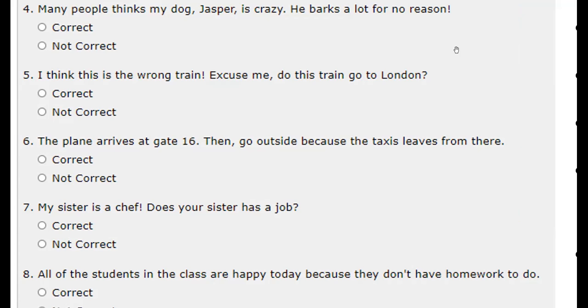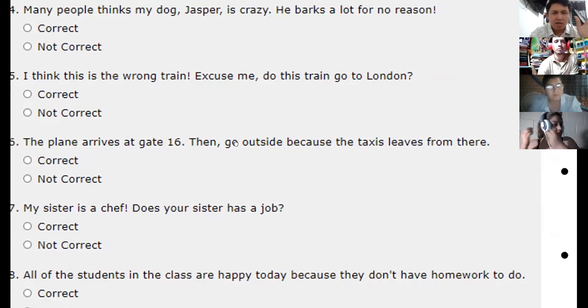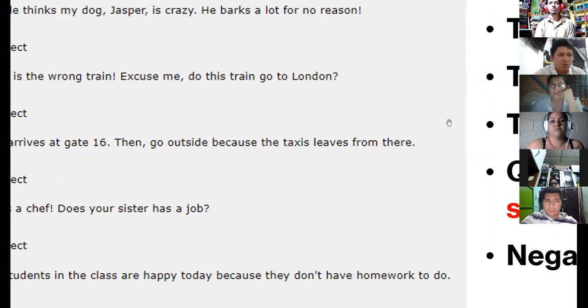All right. Yes, remember that we have two parts, ¿verdad? Y esta es una pregunta tricky, o capciosa. Tenemos dos oraciones. Tenemos the plane arrives at gate 16. And yes, Mr. Cesar, you are right. Está en lo correcto. Hasta aquí, until the period, this is correct. But then we say, then go outside because, and let's pay attention to this part, the taxis leaves from there. Just this part, Cesar, si nos ayuda. The taxis leaves from there. A eso pongamos la atención. Let's pay attention to that. So is that correct or incorrect?